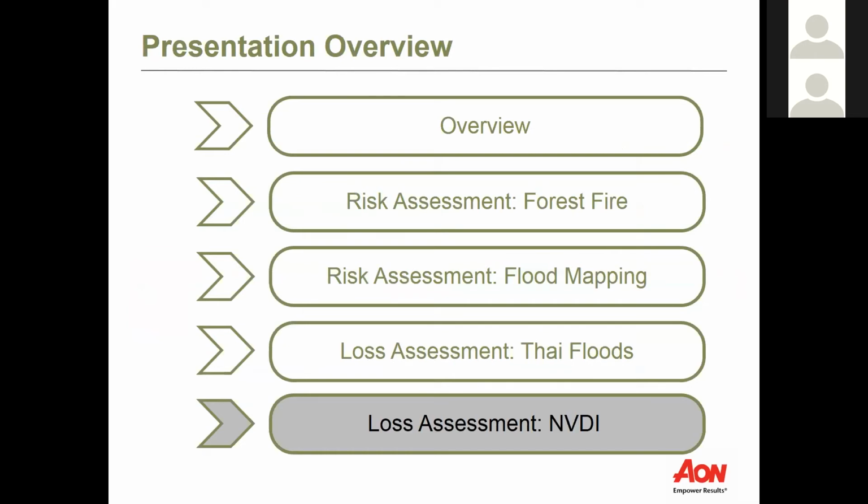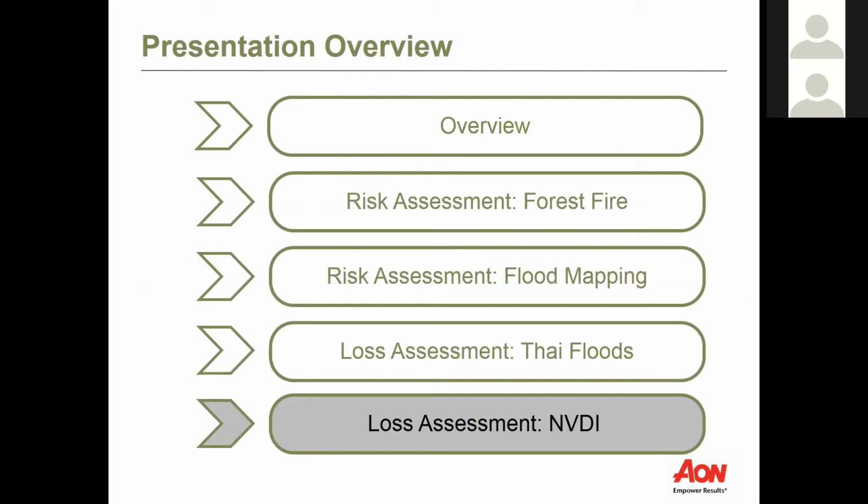Okay, and then recently we've been working with the Thai government as well to look at using vegetation health indexes and satellite data to do loss assessment. And I think this is going to be something that's going to happen more and more. Loss assessment is actually quite a tricky thing to do. It takes a lot of expertise, lots of training. It's quite hard and it can be quite expensive.